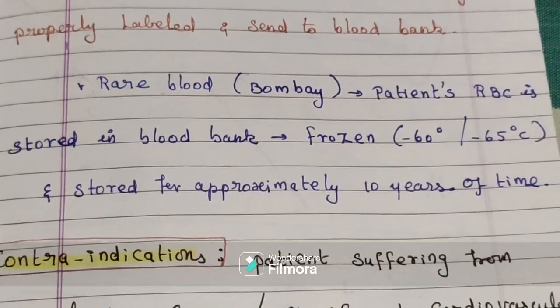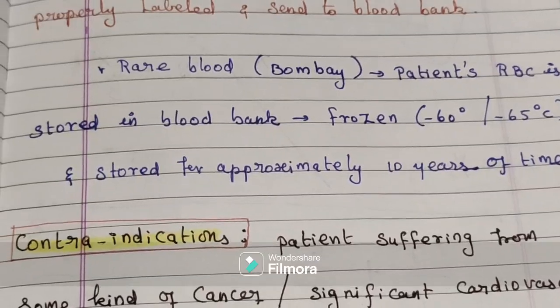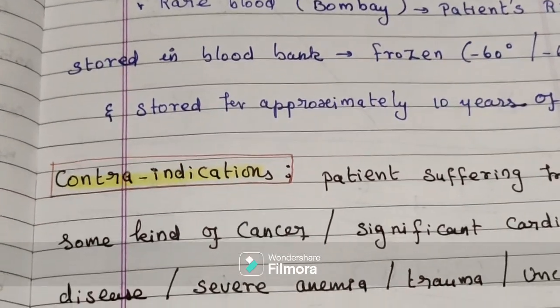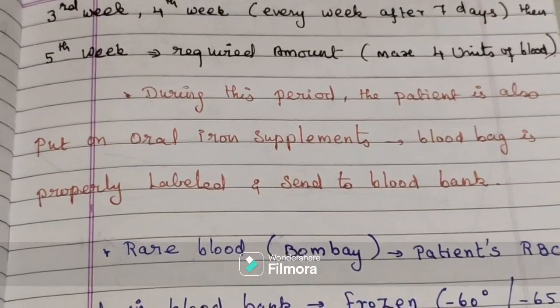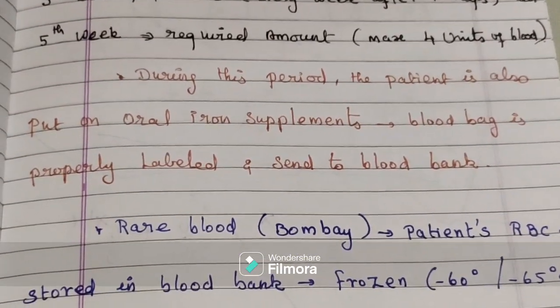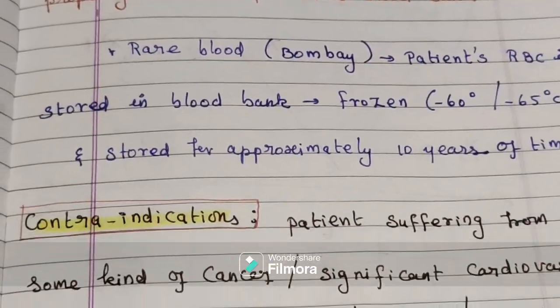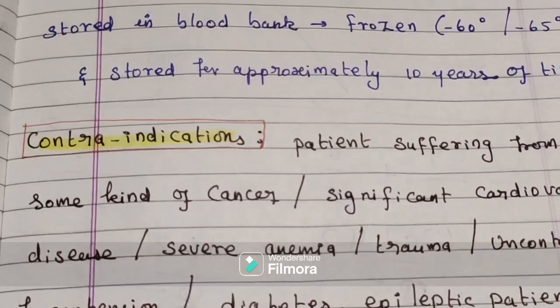Rare blood group is stored at -60 to -65 degrees Celsius for up to 10 years. During this period, the patient is also put on oral iron supplement. Then the blood is properly labeled and sent to the blood bank. Then contraindications: this method has some contraindications.